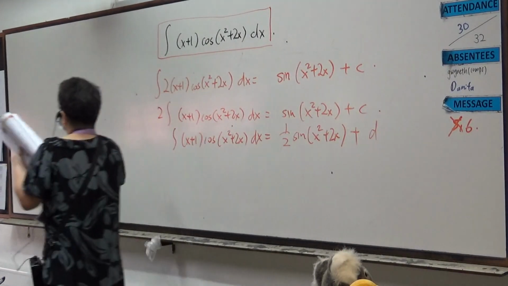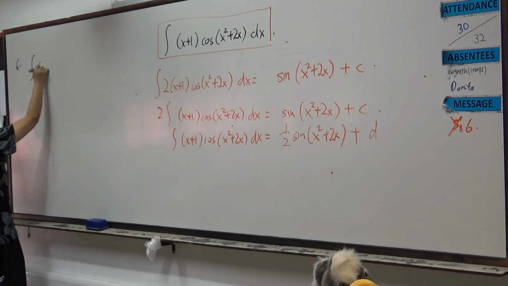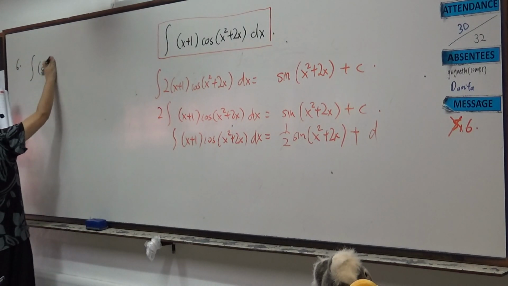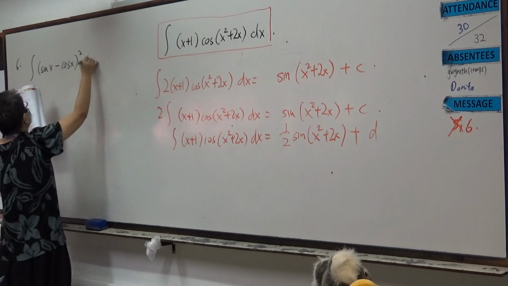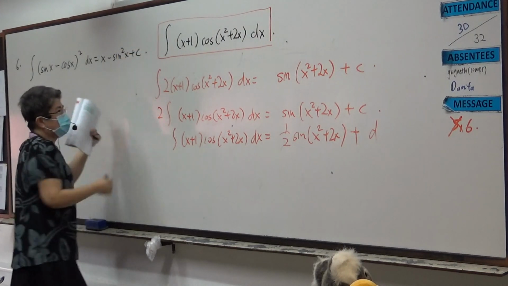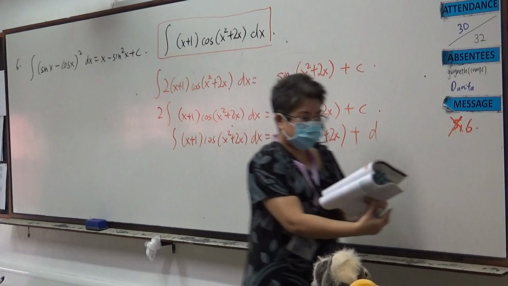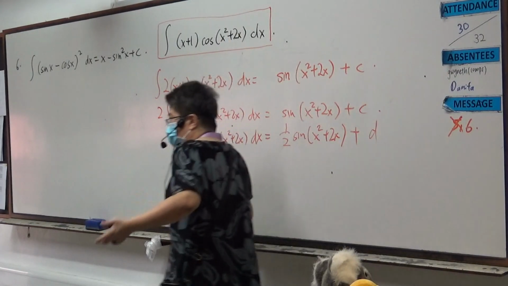Okay, let's take a look at question number 6. Show that, where C is an arbitrary constant. Arbitrary means any constant, that's all, okay?